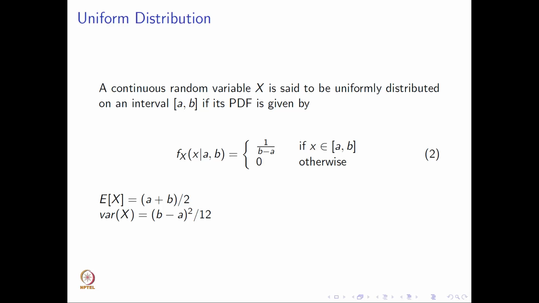In the continuous case, if the random variable x takes values in the closed interval [a, b], then its PDF is given by f_X(x) given parameters a, b equals 1 by (b minus a) if x lies in the closed interval [a, b] and 0 otherwise. For a random variable following the uniform distribution, the expectation of x equals (a plus b) by 2 and the variance equals (b minus a) whole square by 12.